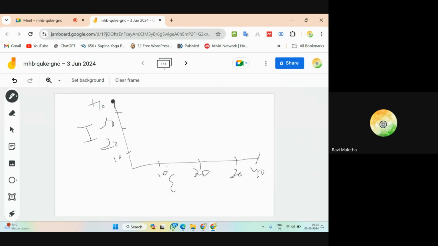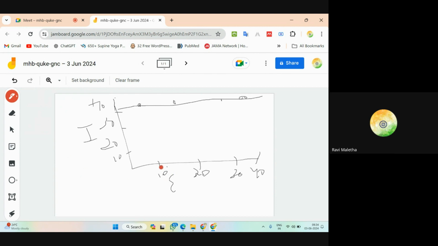So first talk about regulators, humans. At 10 degrees Celsius external, what will be our internal temperature? Around 37. At 20 degrees also, our internal temperature will be the same. 30 degrees also and 40 degrees also. So it's a straight line. So these are known as regulators. Now, let's talk about conformers.